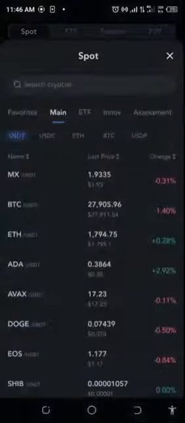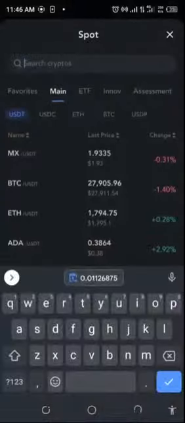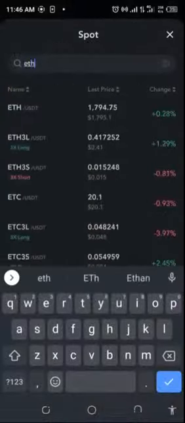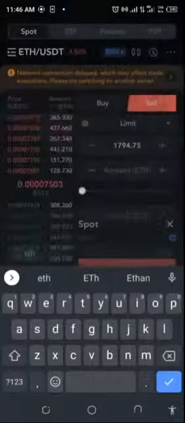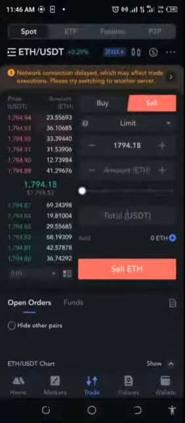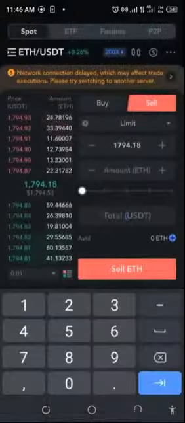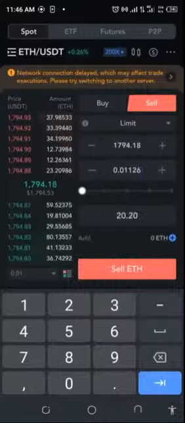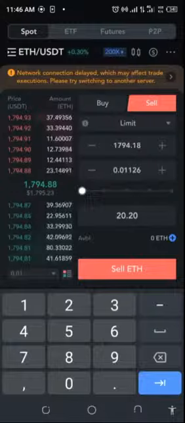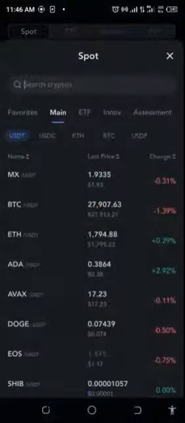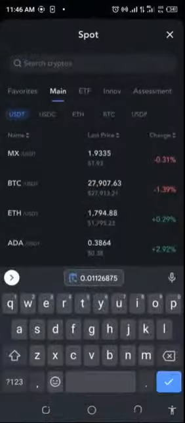And then we'll sell ETH to USDT. So let's see how that will go. ETH to USDT. Let's see whether this is going to work. Never going to work. Let's go back and try it out with our BTC one more time.